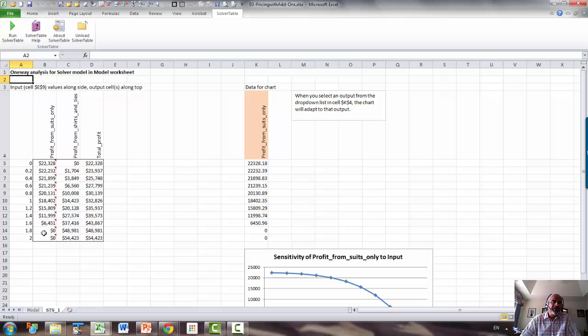So this is a strange situation where when the multiplying factor is 1.8 or 2, you make no profit at all from suits. You make all your profit from the secondary or complementary products.